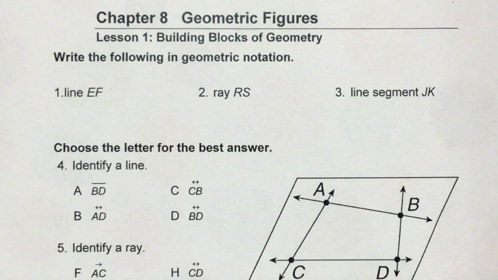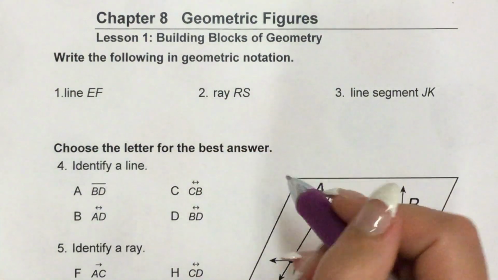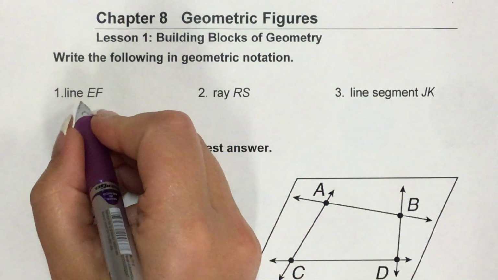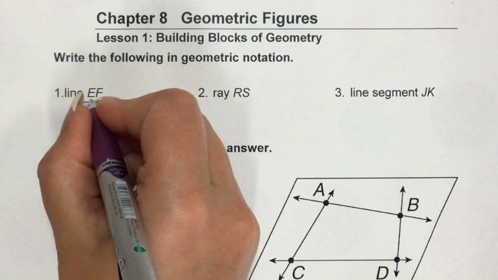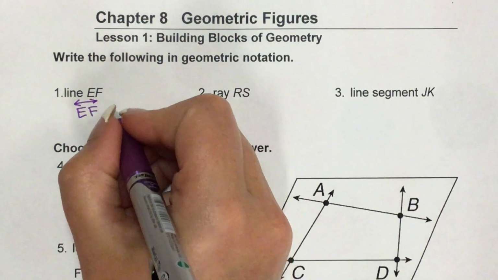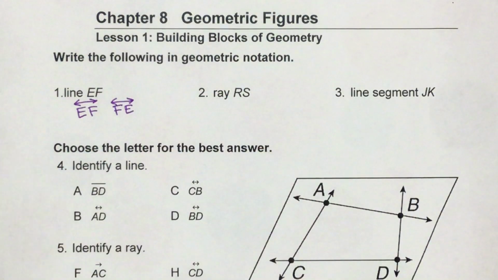Okay, we are back with line EF. Let's go ahead and write the geometric notation. That's just writing in the symbols. So line EF can be written like EF with a line on it like that, or it could be written as FE with a line over it like that. So if you got that one right, great job.